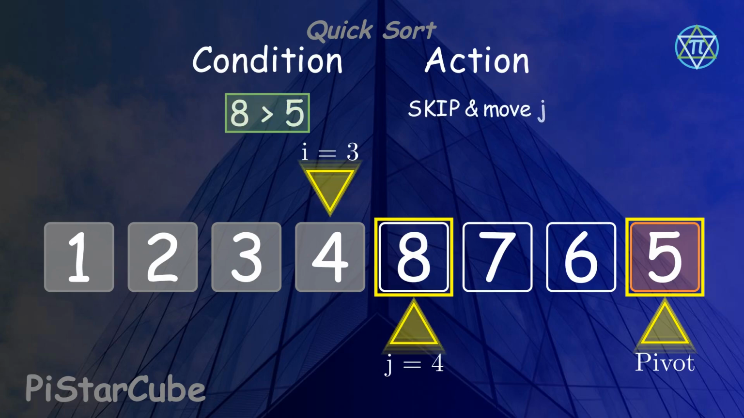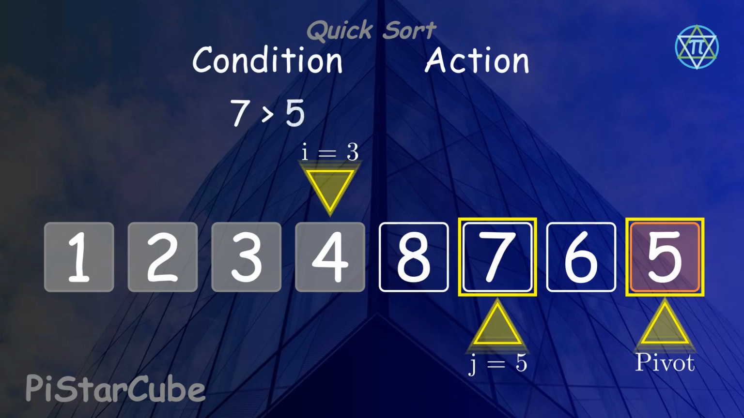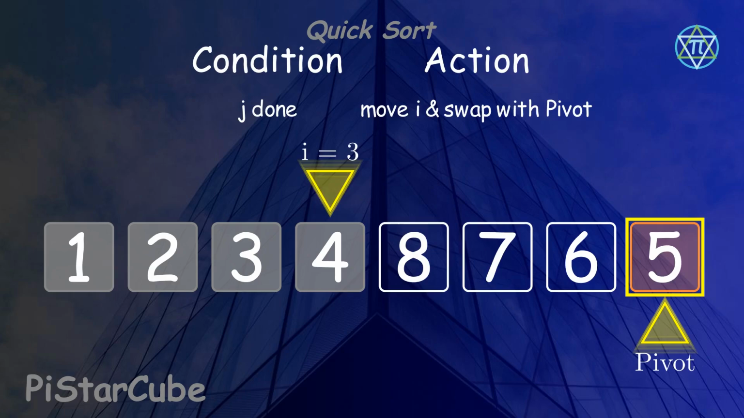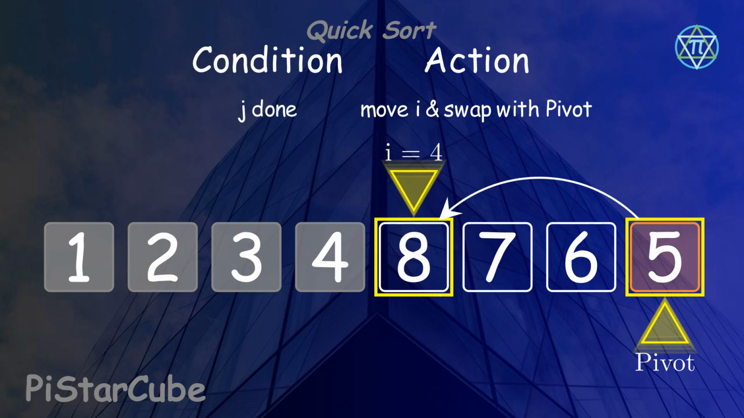At the end of this process, i points to the last element smaller than the pivot. We then swap the pivot with the element at i plus 1, ensuring the pivot is placed in the correct position. Everything to the left of it is smaller and everything to the right of it is larger.